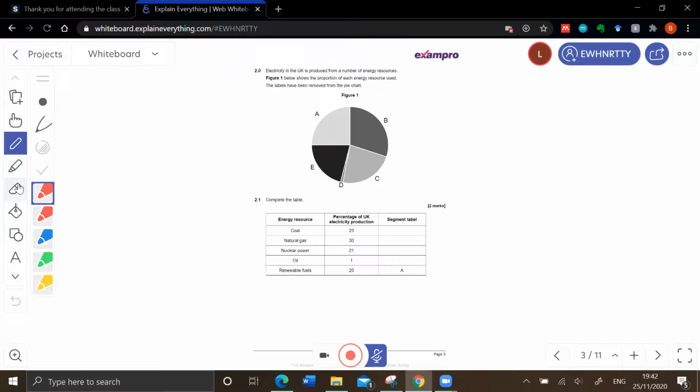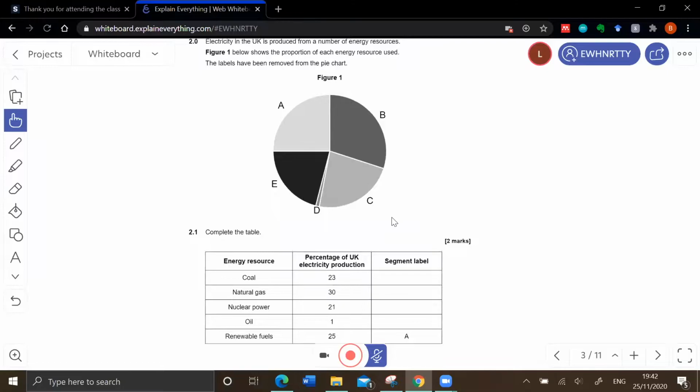Okay, right, so this is a recorded video, so if you missed stuff out, you can always go back. It might seem like it's going a bit fast, but you can go back. Okay, a bar chart, a little bit of maths in here. Electricity in the UK is produced from a number of different energy resources. Figure 1 shows the proportion of each energy resource used. The labels have been removed from the pie chart. Let's complete the table. So renewable fuels, 25%, segment label A.